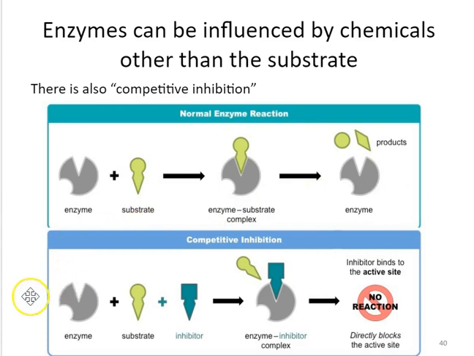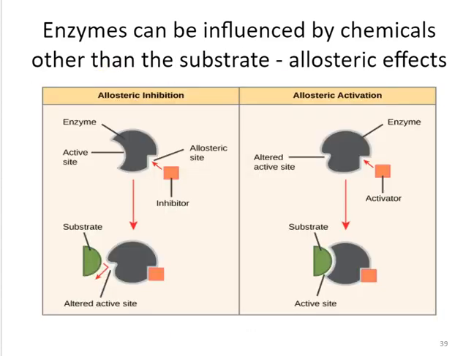In competitive inhibition, what happens is you have some other chemical called the competitive inhibitor, and it is shaped similarly to the natural substrate, so similarly that in fact it will bind to the active site, displacing or blocking the substrate from attaching. And when that happens, the enzyme can't do its job on its regular natural substrate, and so there's no reaction.